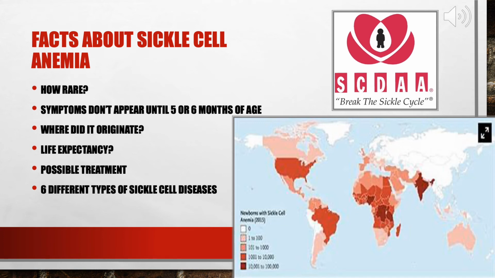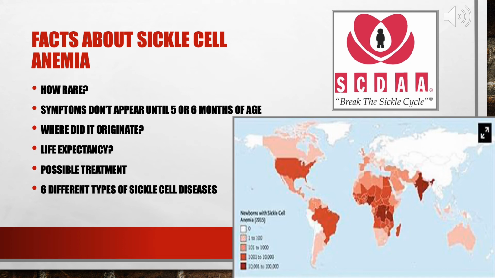So symptoms. People born with sickle cell anemia obviously have it at birth, but the symptoms don't really appear until about 5 or 6 months of age. This is when acute pain, fatigue, and jaundice may develop. So where did this originate? Sickle cell diseases, including sickle cell anemia, originated in at least 4 different parts of Africa.